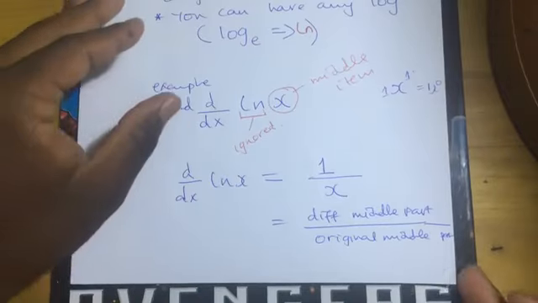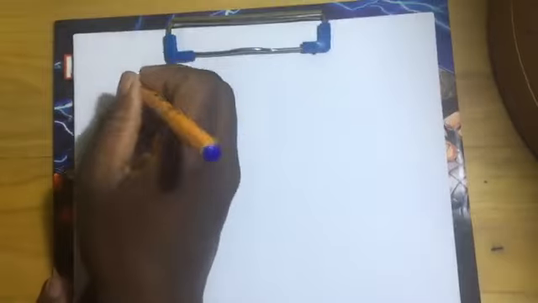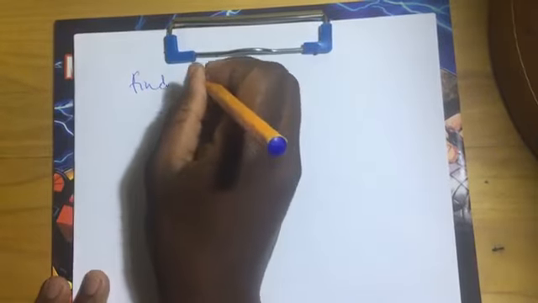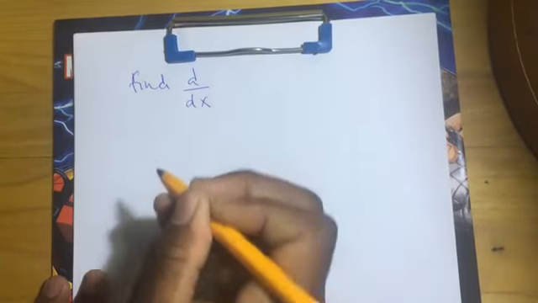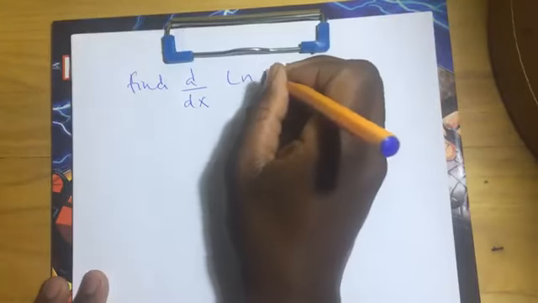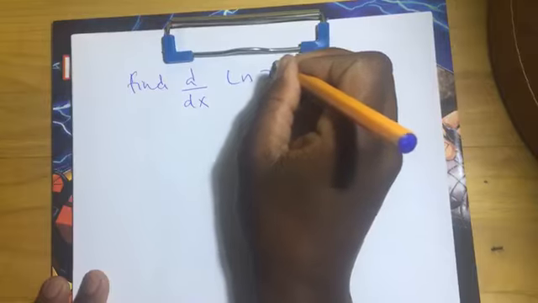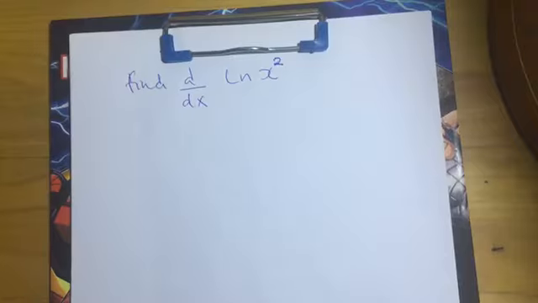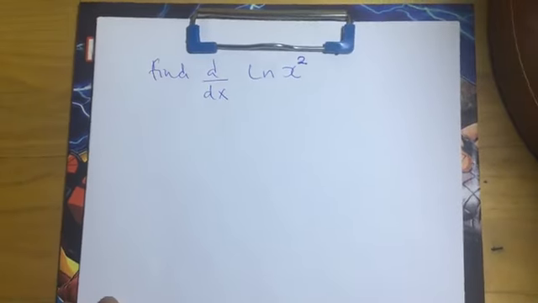Okay, let's try something else. Find d dx of ln x squared. What do you think the answer of d dx of ln x squared is going to be? We're going to give you a minute to try, and then you compare your answer with what I'll get.